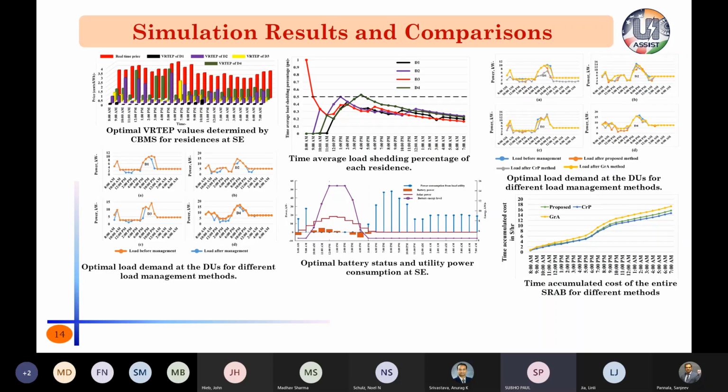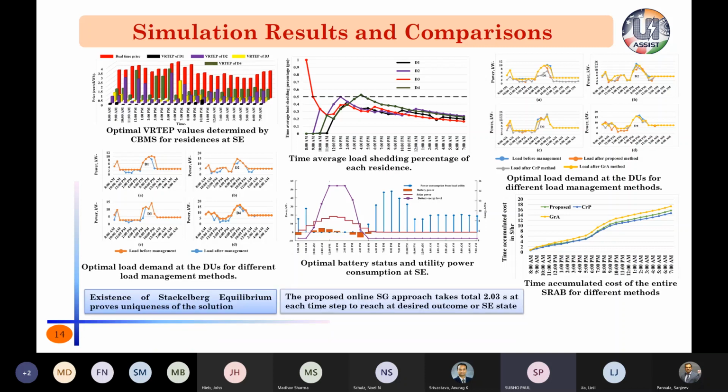That means it is quite biased toward the more critical customer, and it is doing injustice to the flexible customer, who is helping to reduce the peak demand, by forcing them to reduce it further, which is not a very good thing. So we can see that our technique is quite beneficial in this process. And the total solution time for this real-time optimization process for these four customers is 2 seconds.